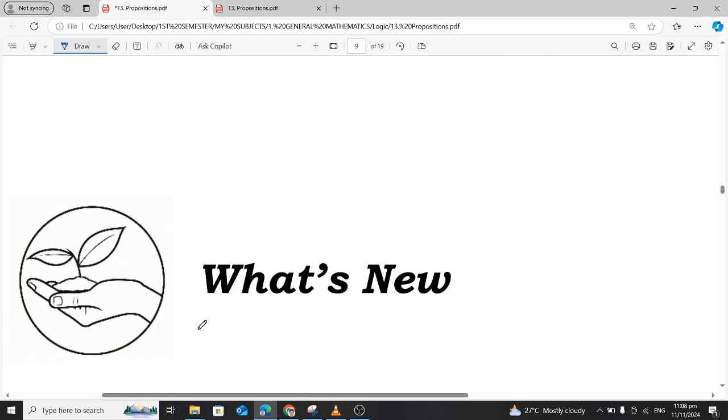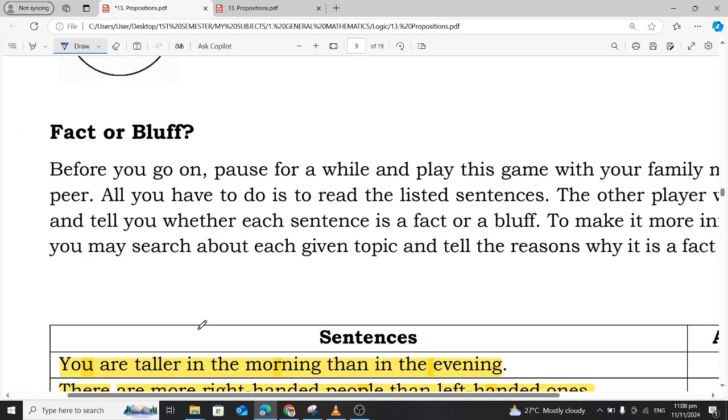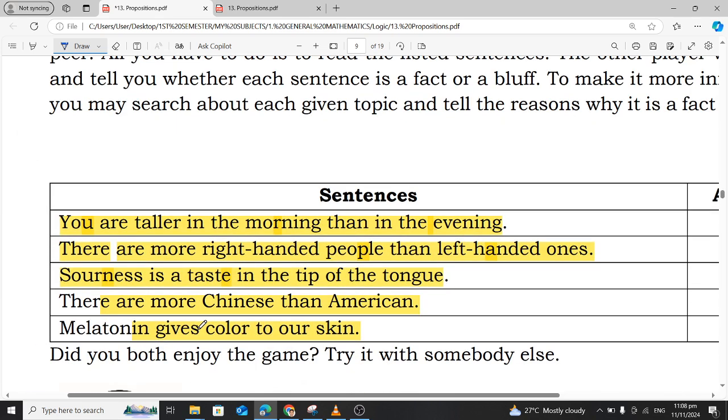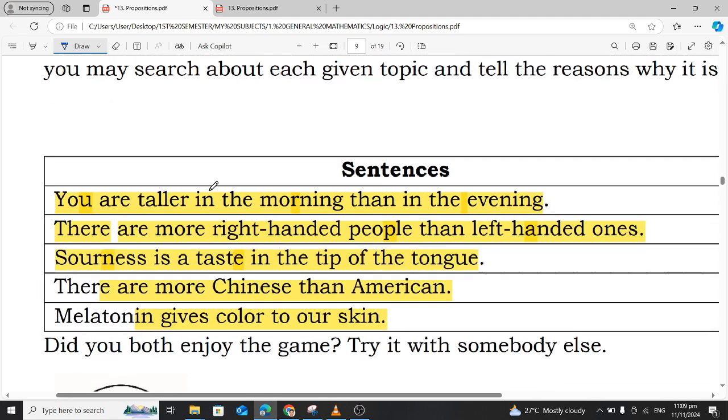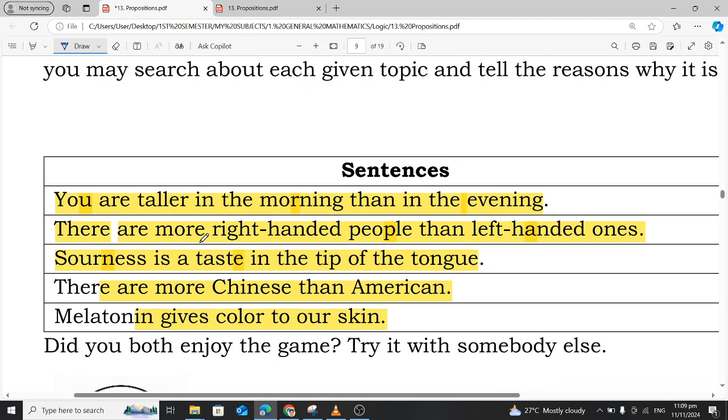Okay, in the next activity, you are going to identify whether these declarative sentences is a fact or a bluff. Okay? So, mga declarative sentences na ni silang 5. Meaning, kini nga mga sentences is giving you an information. Now, you're going to identify whether each of these sentences is a fact or a bluff. Now, you're going to identify kung unsa ilang truth value, fact or bluff.